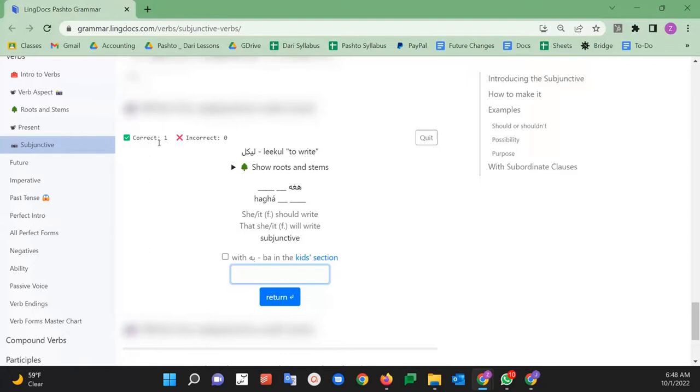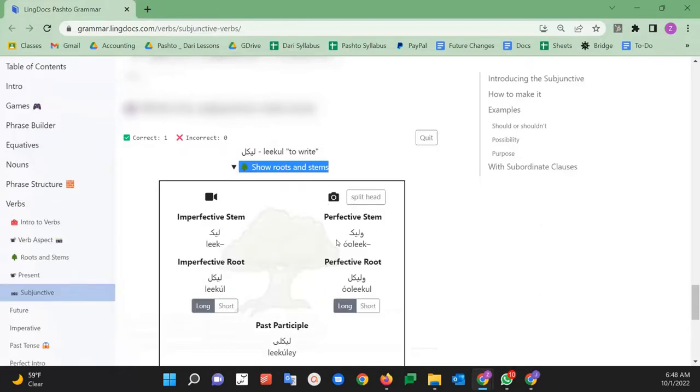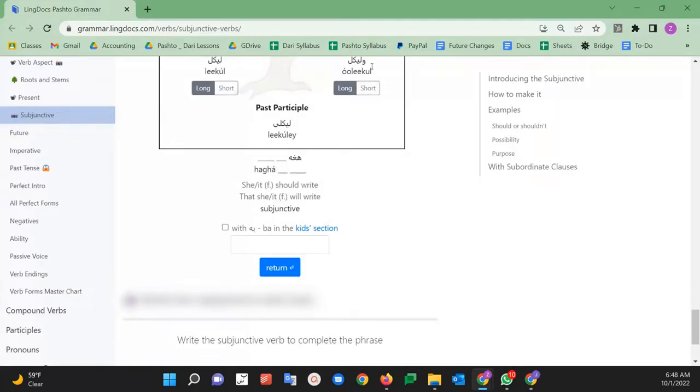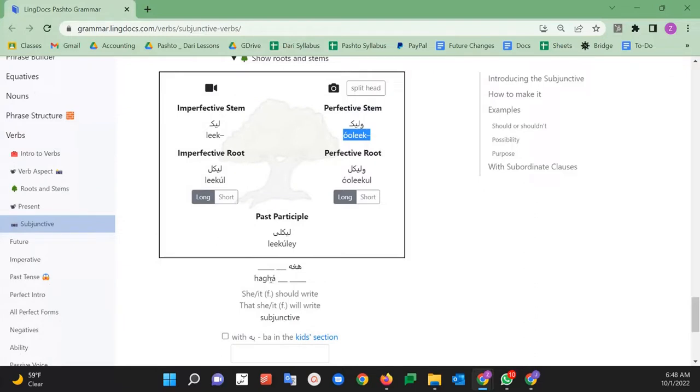Okay? And then look, I got it correct. Now if you forget the perfective stem, just click here on the show roots and stems, and then you can see the perfective stem, and you just have to do that and add the correct ending that goes with the pronoun.